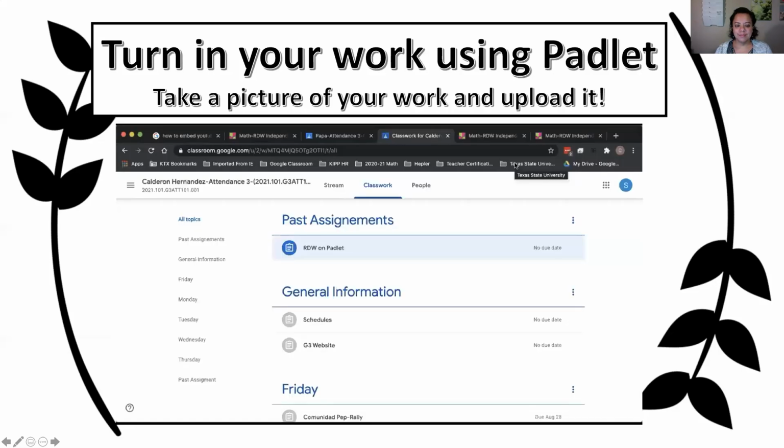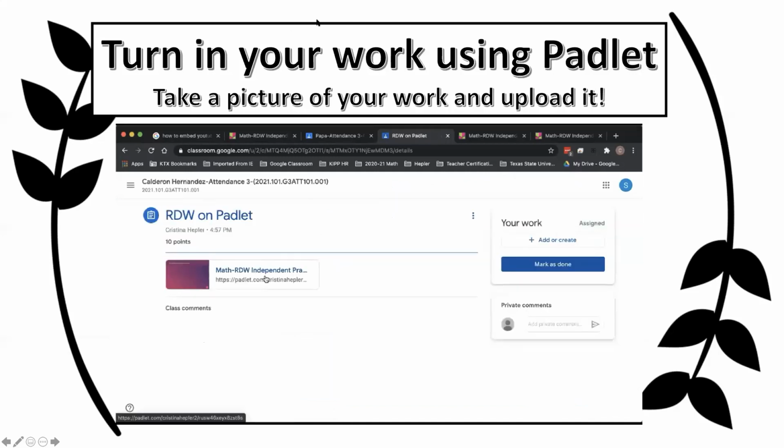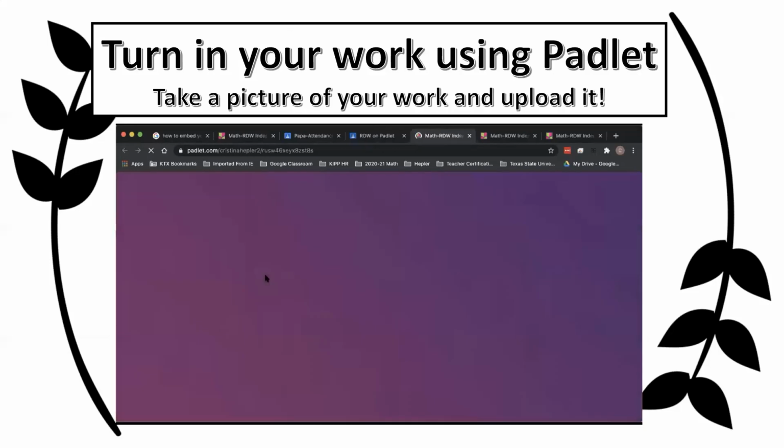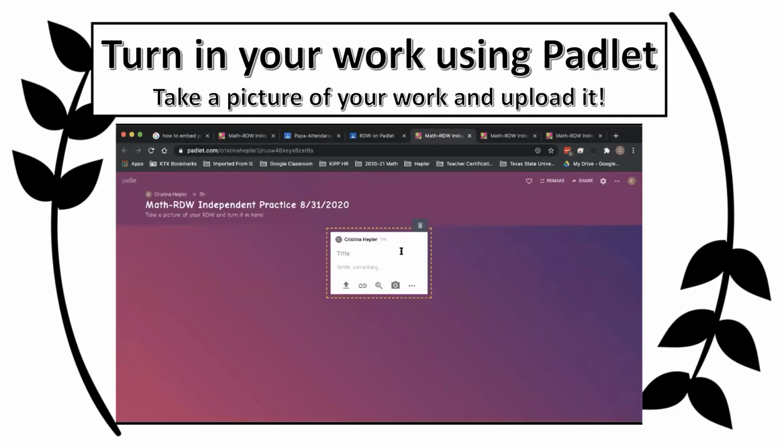Hi friends, so I'm going to show you how you go into Padlet to submit your assignment for today. So you are going to find your assignment on Google Classroom. You're going to click on that. You're going to click View Assignment. You're going to click on the link. And then here is where you're going to be able to take your picture of your work. So we're going to go ahead and click on this little add, and then this window will come up. All you have to do is click on the camera.